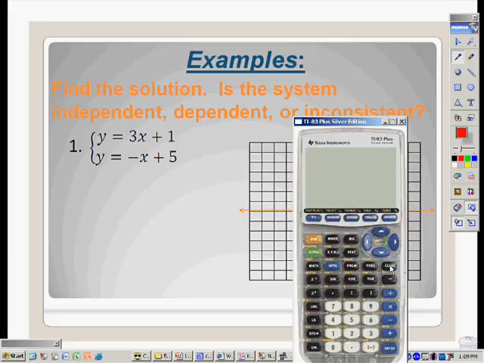So now, on our calculator, everyone on your calculator, what do you think the first thing that we're going to hit is? Y equals. We need to put our equations in there. Okay, so the first button you're going to hit is the y equals button, and you're going to enter your two equations: 3x plus 1 and negative x plus 5.